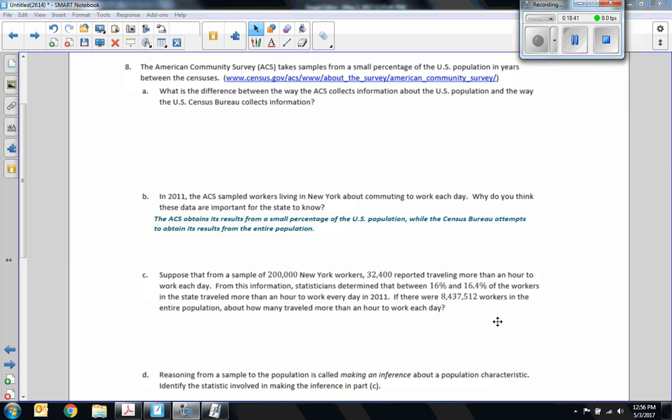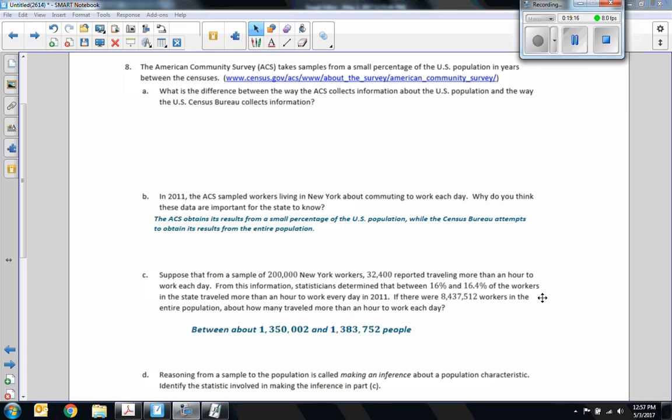Suppose that from a sample of 200,000 New York workers, 32,400 reported traveling more than an hour to work each day. Their commute took over an hour to get to work. From this information, statisticians determined that between 16 and 16.4% of the workers in the state traveled more than an hour to work every day in 2011. If there were 8,437,512 workers in the entire population, about how many traveled more than an hour to work each day?